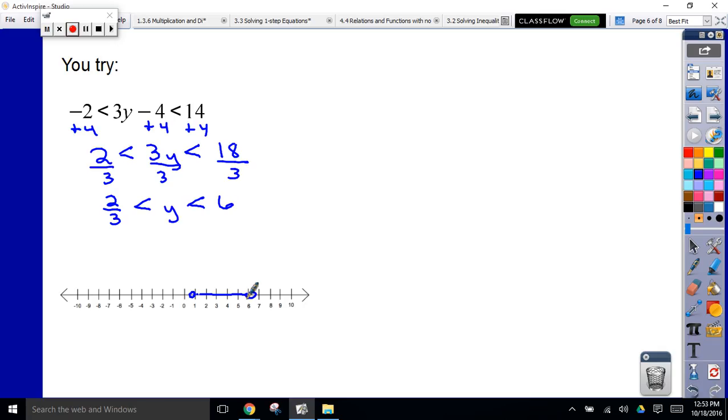Okay, I want to do another example that includes some negative numbers. So I'm going to do negative 10, just write this one in. This is a write-in.